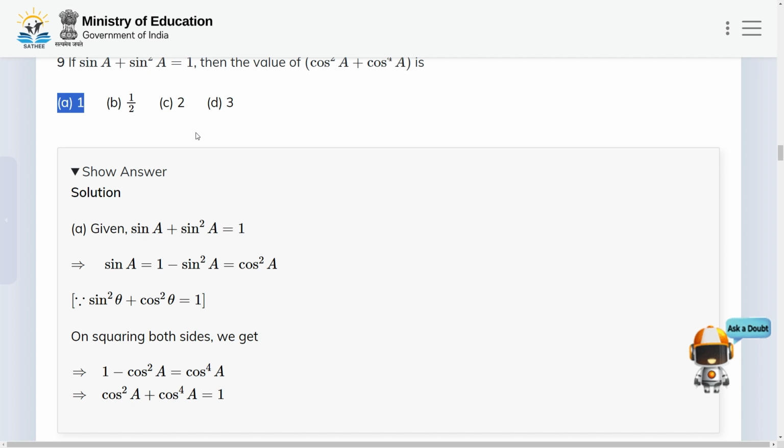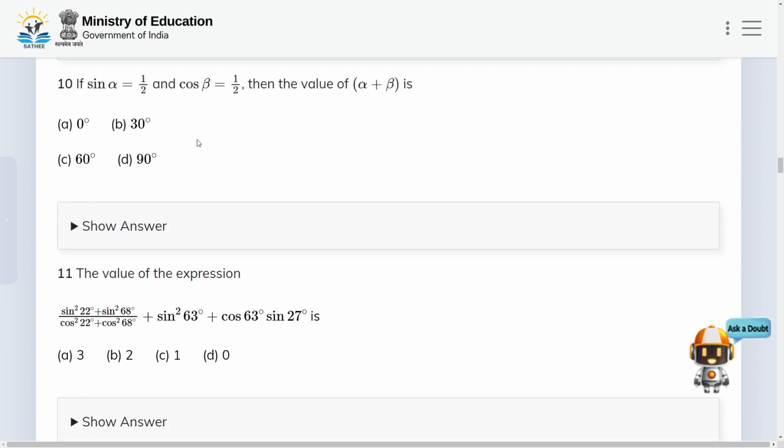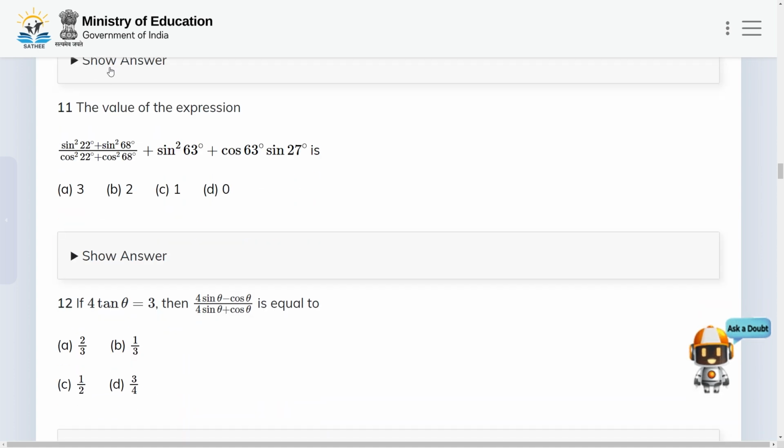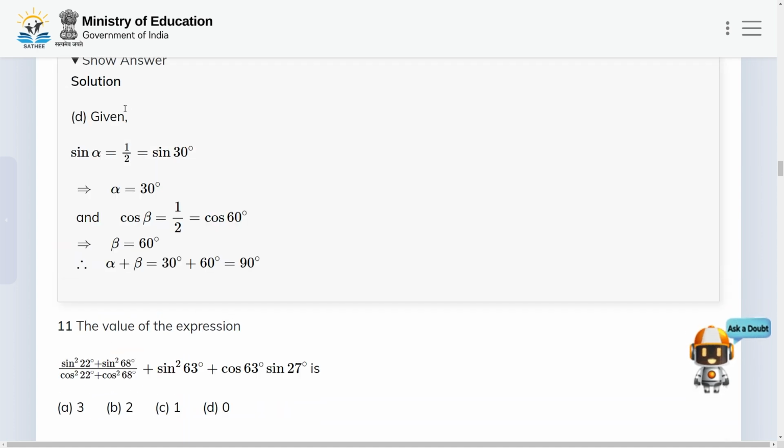Now let us move to the next problem. In the next problem, we have: if sine alpha is 1 by 2 and cos beta is 1 by 2, then what is the value of alpha plus beta? Let us find the value of alpha plus beta. Given that sine alpha is equal to 1 by 2, and we know sine 30 degree is equal to 1 by 2.